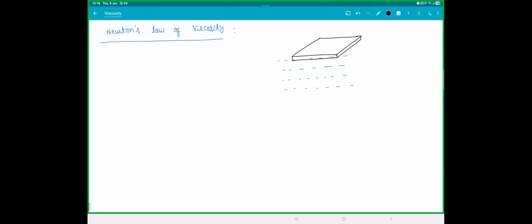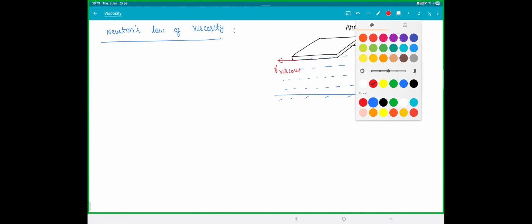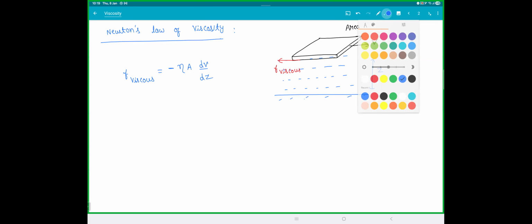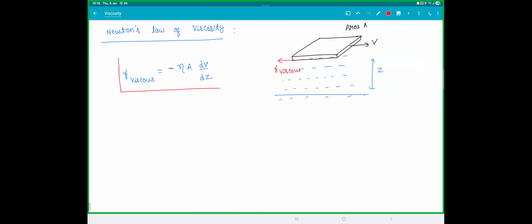So if you have a plate like this, the area is A and the velocity is going this way. Let the depth of the lake be Z. Now the viscous force will be acting backward, F viscous. The friction will be dragging this plate from going forward. So this viscous force is given by, now it's all experimental, F viscous is given by minus eta A dV by dz. You should remember the formula. This is Newton's law of viscosity.